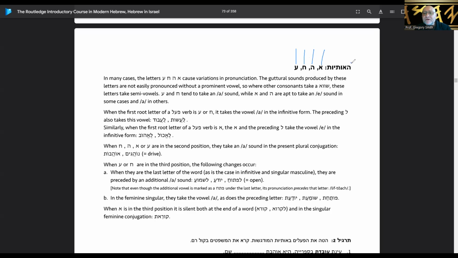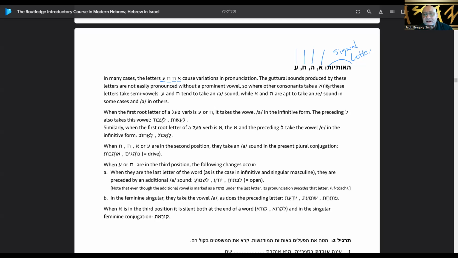Basically, these right here, signal letters. So what are signal letters? They basically tell you something. It's going to tell you about the conjugation. It has to do something with the pronunciation also, which will obviously change if you've got these letters. Okay, so in many cases, the letters Aleph, Hey, Chet, and Ayin cause variation in pronunciation. The guttural sound produced by these letters is not easily pronounced without a prominent vowel.